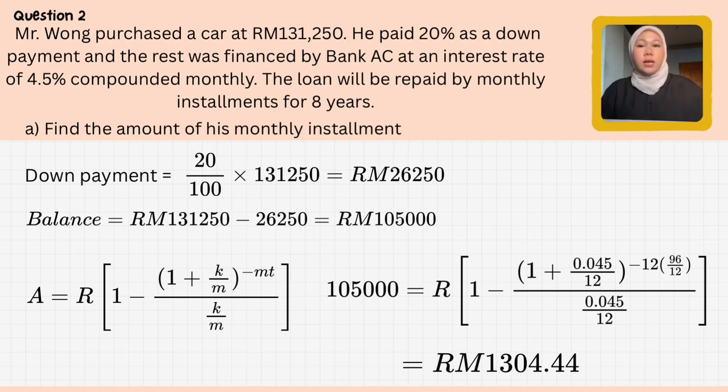So we're going to use the formula A equals R, bracket 1 minus bracket 1 plus k over m, close bracket, negative mt, over k over m. Okay, substitute all the information we have into the formula. So A is 105,000, R is missing, R is what we need to find, and then bracket 1 minus, and then bracket 1 plus 0.045 over 12, and then close bracket, negative 12, bracket 96 over 12, bracket, and then divided by 0.045 over 12. And then we get the final answer, which is 1,304.44 ringgit. This is the amount that Mr. Wong needs to pay monthly.